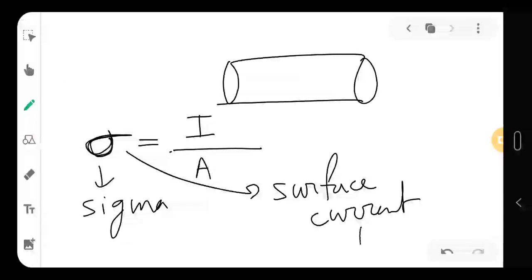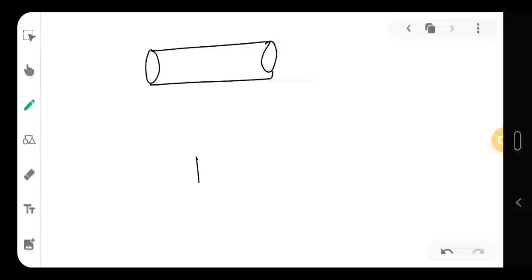Current density. Okay, some more things we will be talking about. Like we have a piece of material like this. How do we give more excess positive and negative charges? That's why we use a cell.